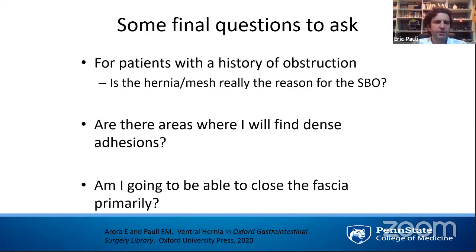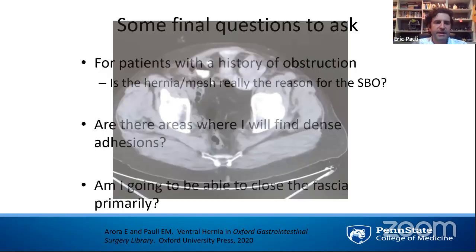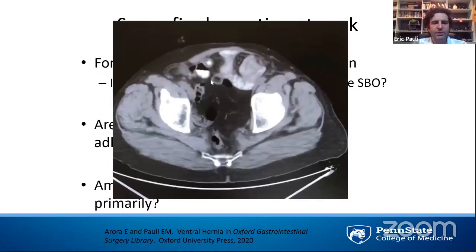A few final questions that you can ask. If the patient had a history of obstruction, as Dr. Horn said, you want to be able to look and find out, is that obstruction related to the hernia? Or is it adhesive related? And am I going to wind up doing a lot more adhesiolysis? Are there going to be dense adhesions and where?